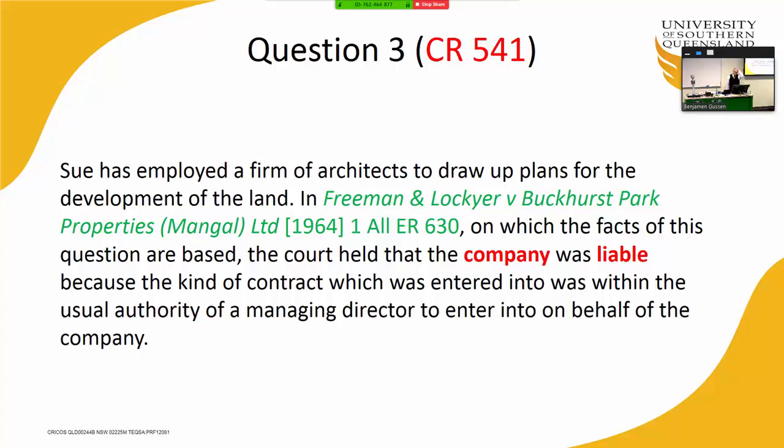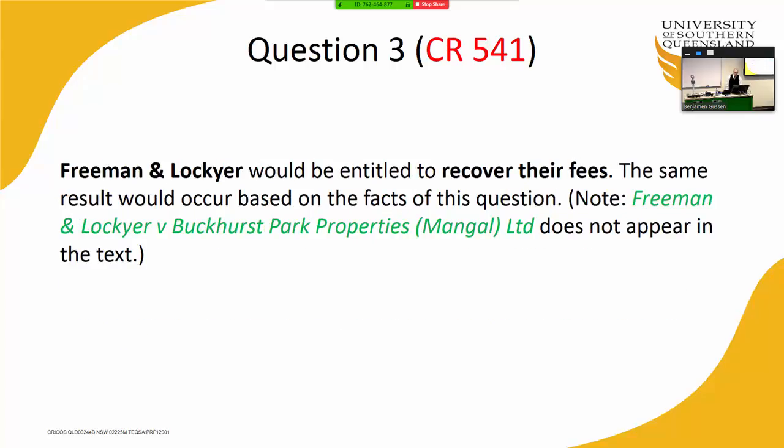This is similar to a case called Freeman and Lockyer v. Buckhurst Park Proprietors, from the England Reports, 1964, on which the facts of this question are based. The court held that the company was liable because the kind of contract which was entered into was within the usual authority of a managing director to enter into on behalf of the company. That's the key point, usual. It was a usual authority of a managing director. So they would be entitled to recover their fees.